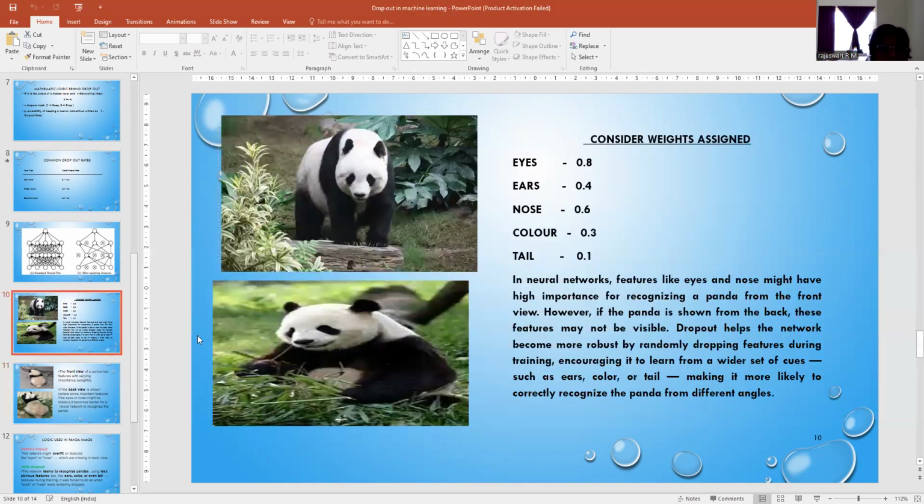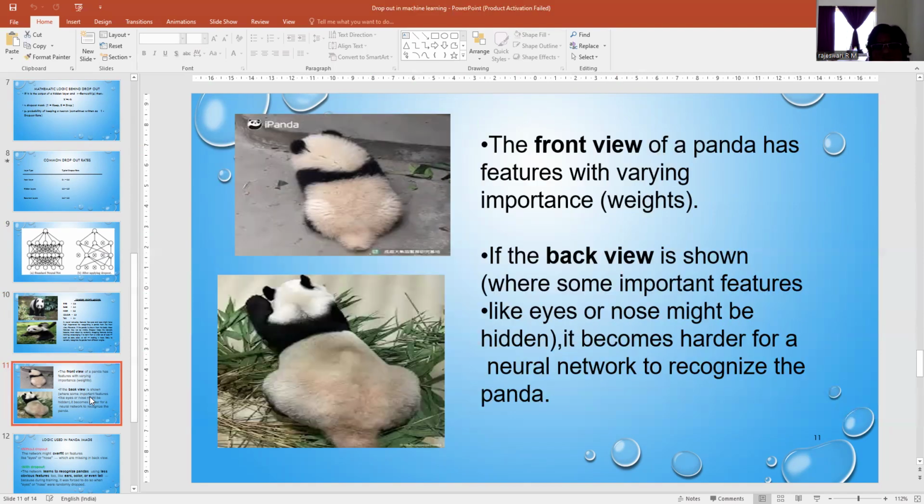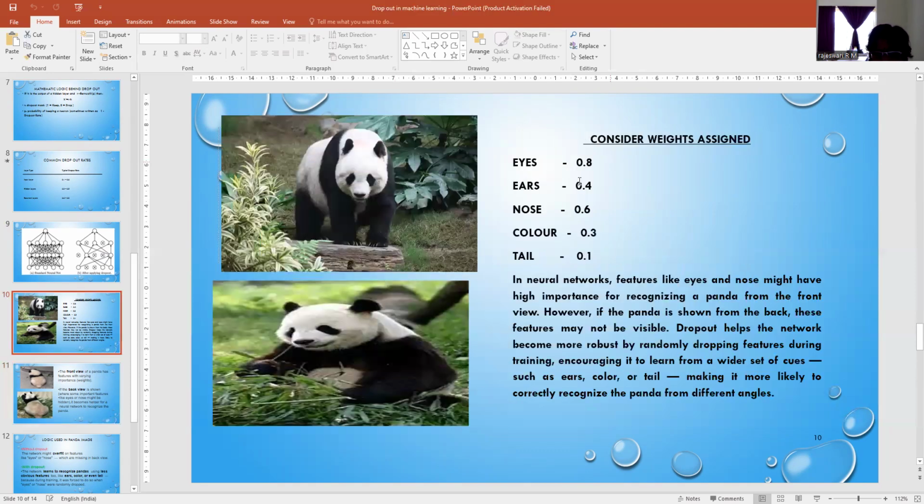So here, I am going to cut the connection of the eye as well as the nose when this picture comes into the mind. I'm going to give more weightage. So here I am giving 0.8 as well as 0.6 to this figure, because if you see this picture, automatically the machine identifies it, so it has more weightage.